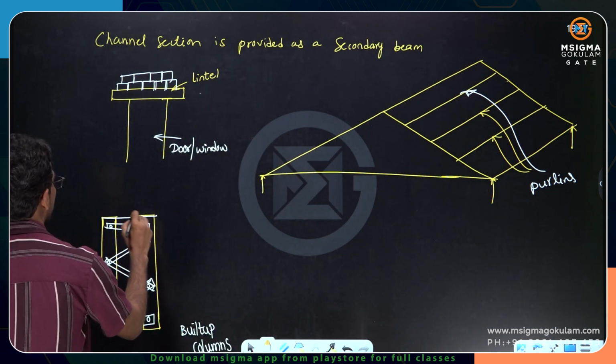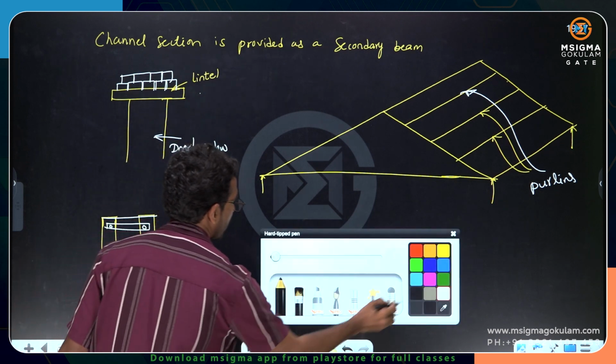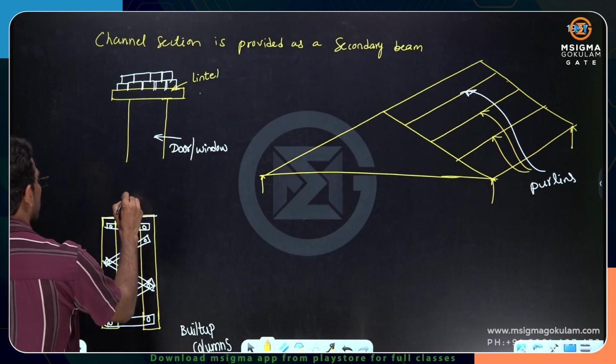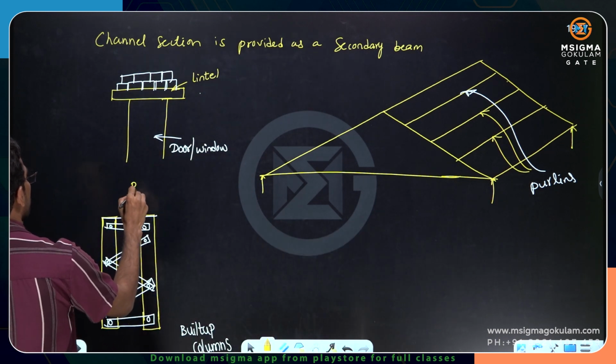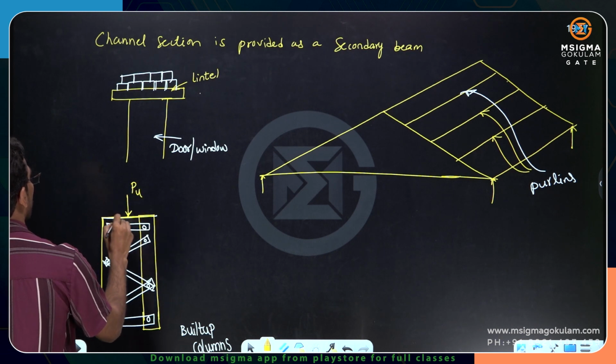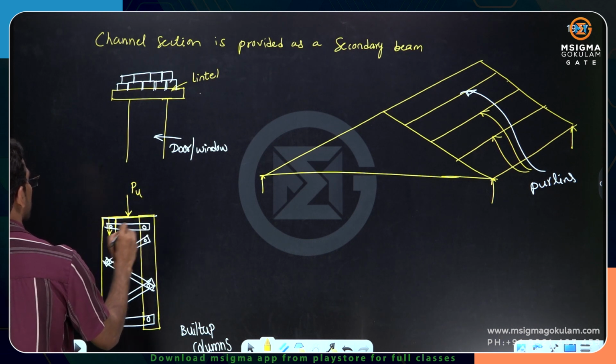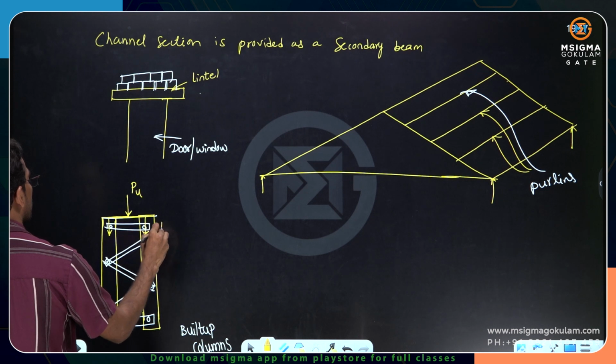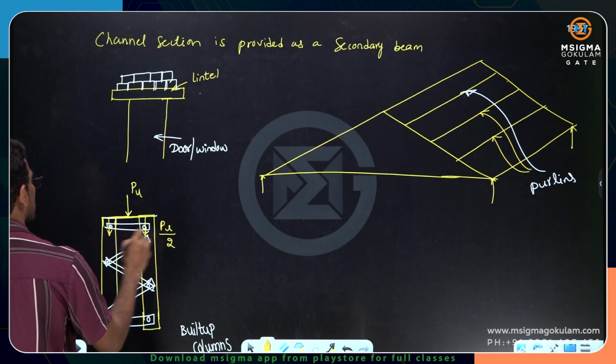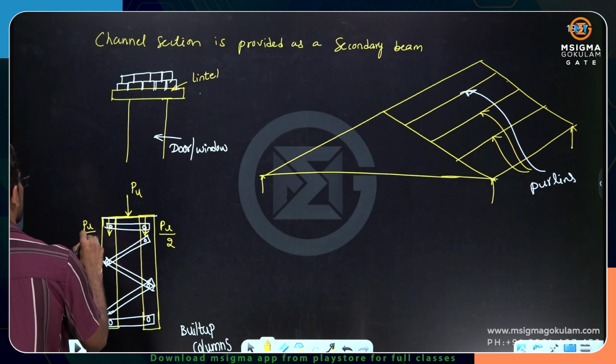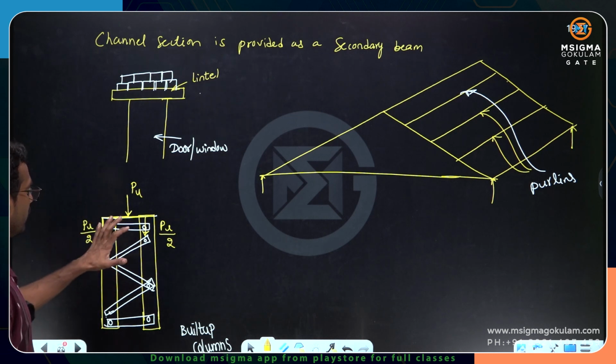So this is what exactly we are doing. We apply the load here, and let's say the total load is PU, and half of the load is transferred to this and the other half is transferred to this. So this is how the built up columns work. Is it clear to everyone?